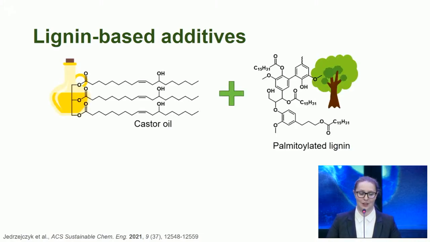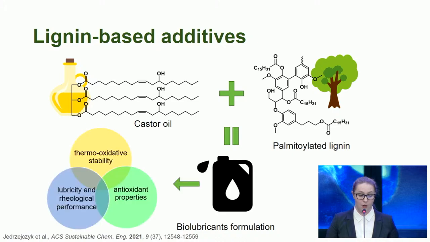The next chapter of the thesis concentrates on additives. In this chapter, I used modified lignin. I esterified it with palmitic acid moieties in order to obtain lignin-based fractions which are miscible with castor oil. If you don't modify the lignin, unfortunately, the resulting biolubricants are not miscible. Therefore, we had to modify them. The biolubricants which I obtained were tested in a couple of different ways.